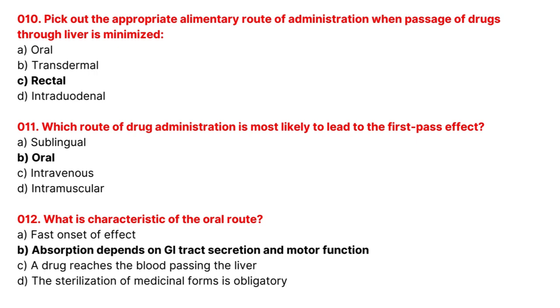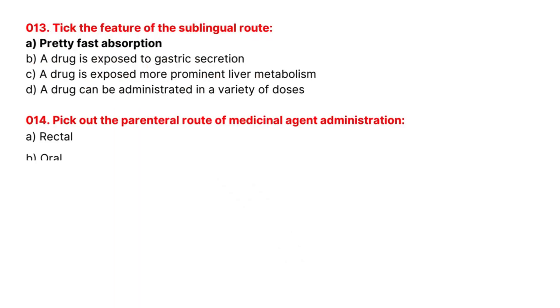011. Which route of drug administration is most likely to lead to the first-pass effect? A. Sublingual. B. Oral. C. Intravenous. D. Intramuscular. Answer is B. 012. What is characteristic of the oral route? A. Fast onset of effect. B. Absorption depends on GI tract secretion and motor function. C. A drug reaches the blood passing the liver. D. The sterilization of medicinal forms is obligatory. Answer is B.